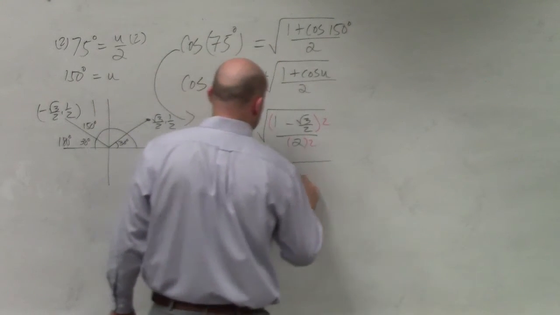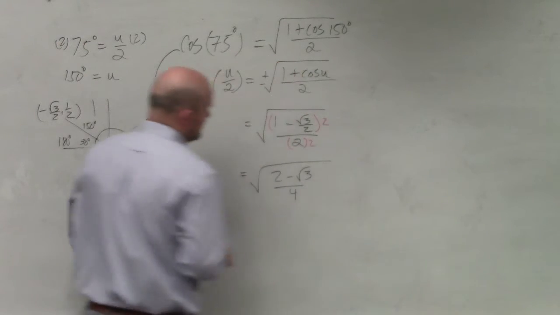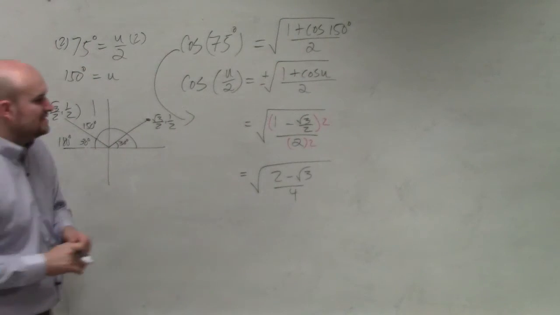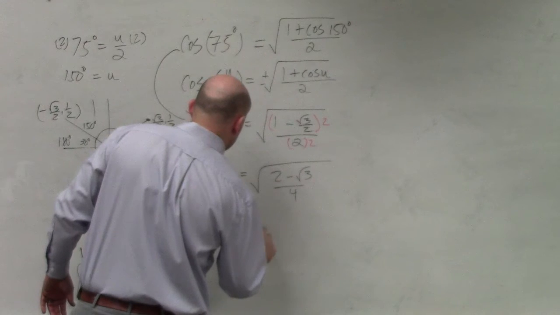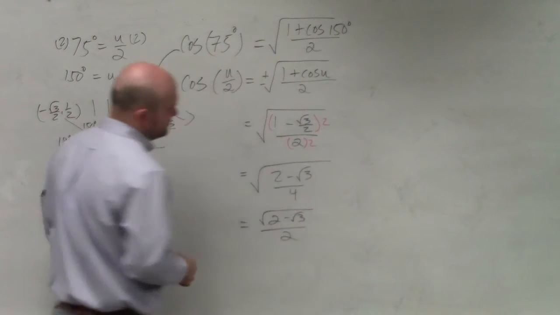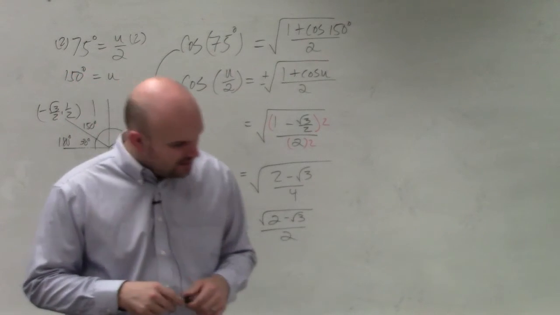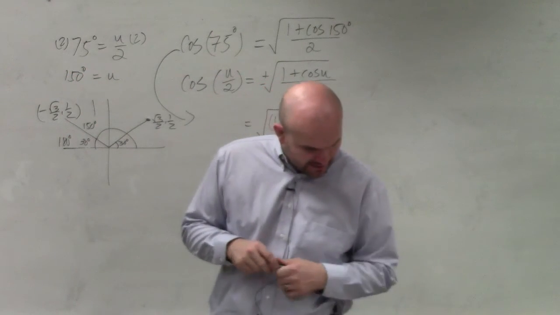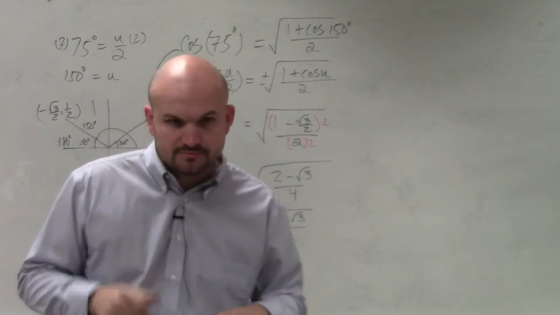Distributive property, you get 2 minus the square root of 3 over 4. Rationalize, or take the square root of the numerator, take the square root of the denominator, and we get the square root of 2 minus the square root of 3 over 2. Or 1/2 the square root of 2 minus the square root of 3. Perfect.